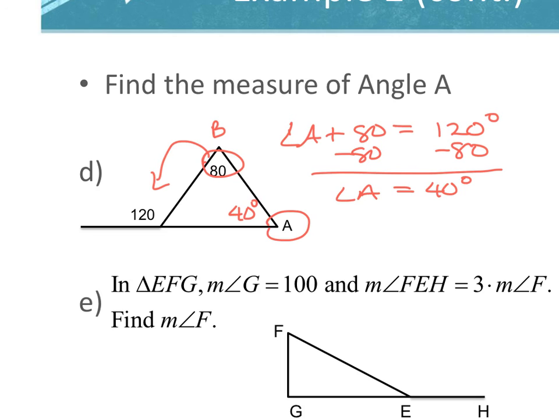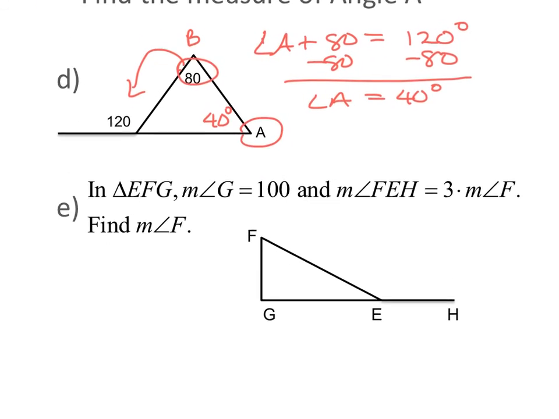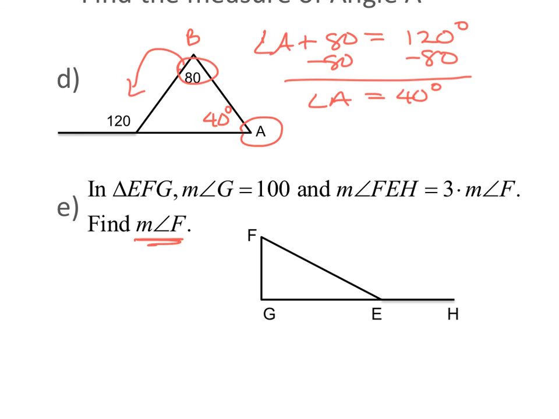Now, the next one, let's go ahead and add in our given information to the picture. Now, they're asking me to find the measure of angle F, so I'm going to actually call angle F x, just so it makes my equation a little bit simpler. Because notice over here, they're telling me that this exterior angle, FEH, which is here, is equal to 3 times the measure of F. So I'm actually going to call this 3x. And then they gave me the measure of angle G, which is 100.